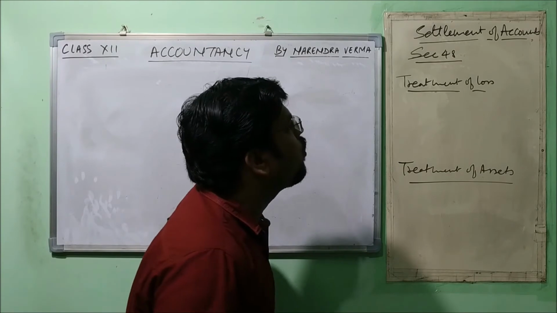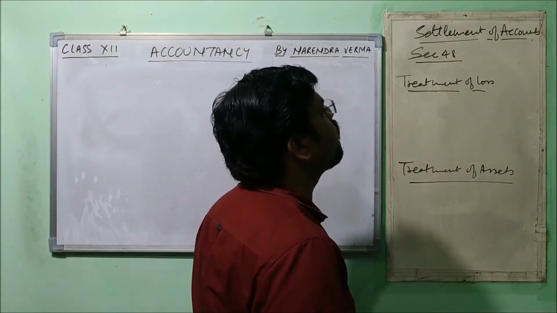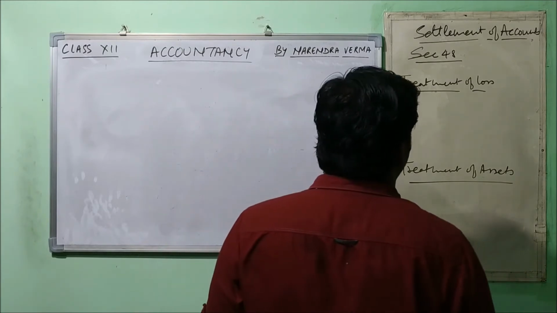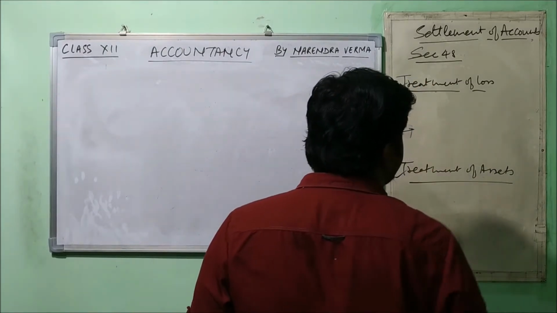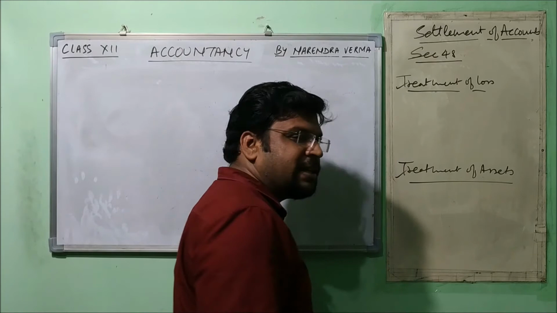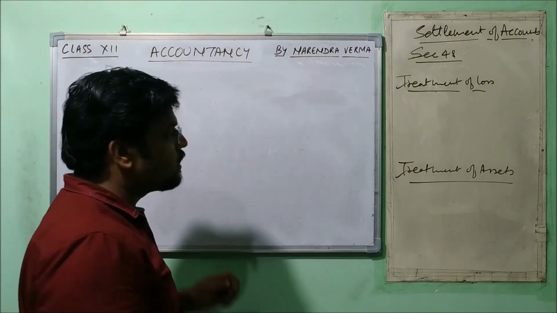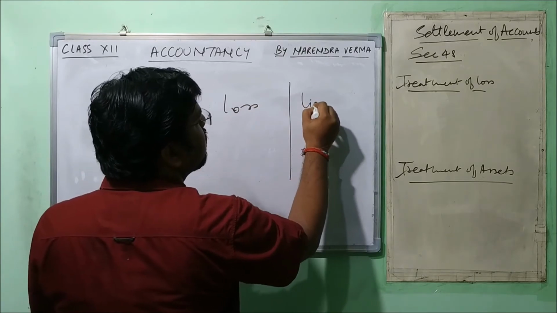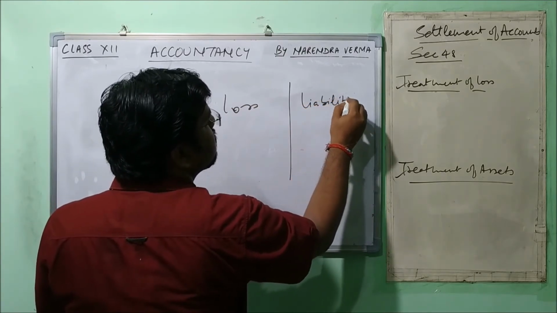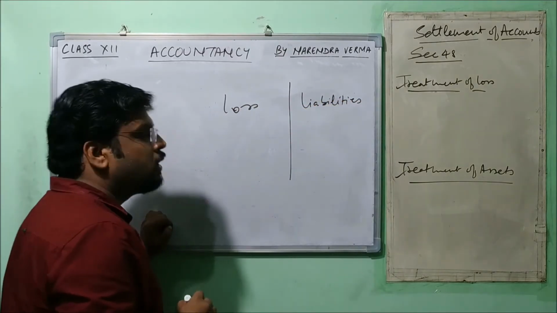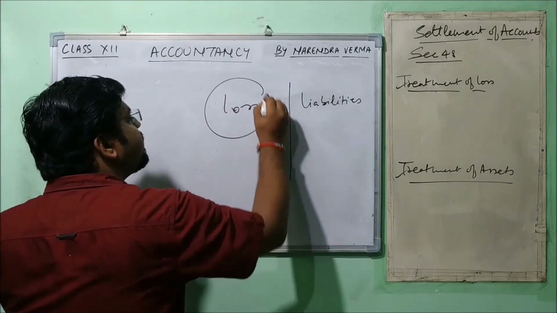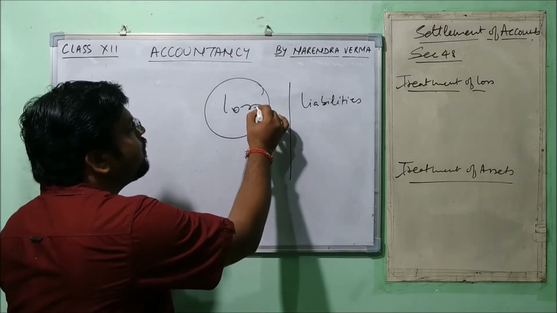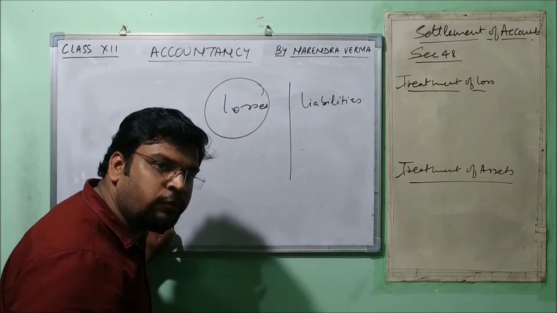So settlement of accounts as per Section 48 of the Indian Partnership Act 1932. There are 2 cases, one treatment of loss and another treatment of assets. Right? See, there are 2 different things. One, loss, and another, liabilities. Right? Okay. So loss can be there of the current year, or there can be losses of the previous year.